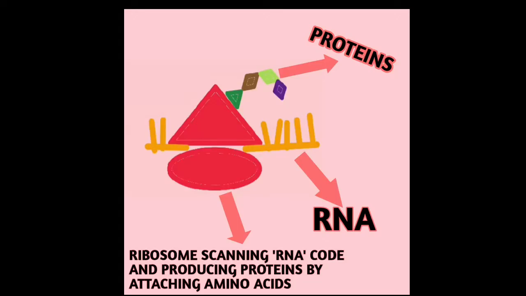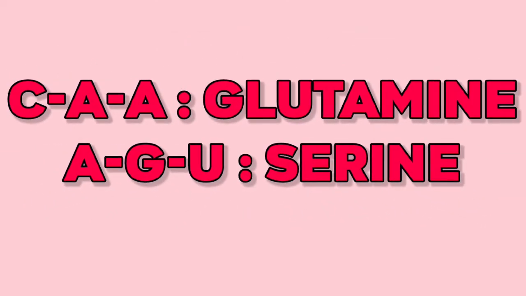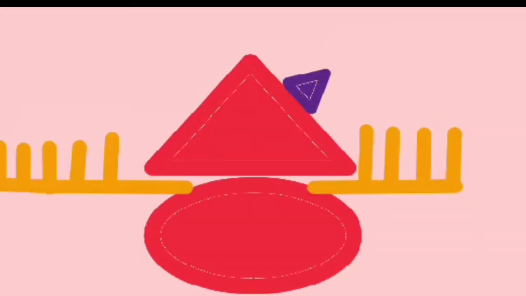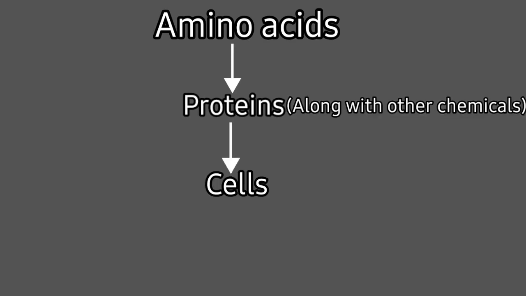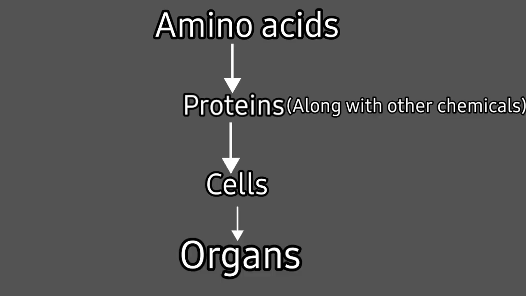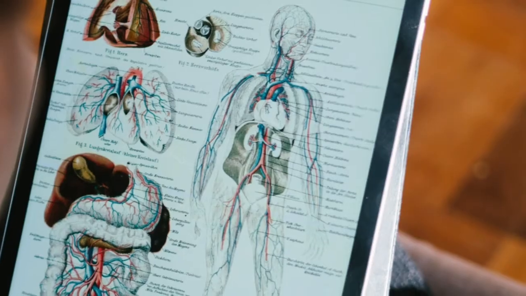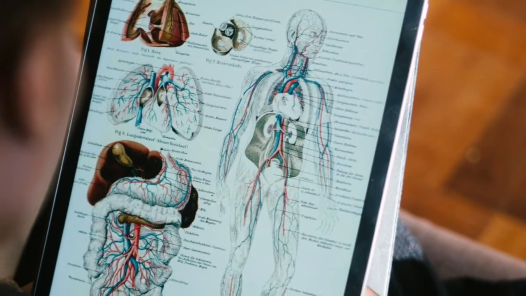The ribosome scans the code in RNA and attaches the amino acids according to the code. Every 3 letters of the RNA code tell the ribosome which of the 20 amino acids should be added next. For example, CAA means glutamine, AGU means serine. And the process goes on like this. Amino acids build up into proteins. Proteins form into cells, and cells form into organs. And you know what happens after that, obviously. Organs are combined to form the human body.